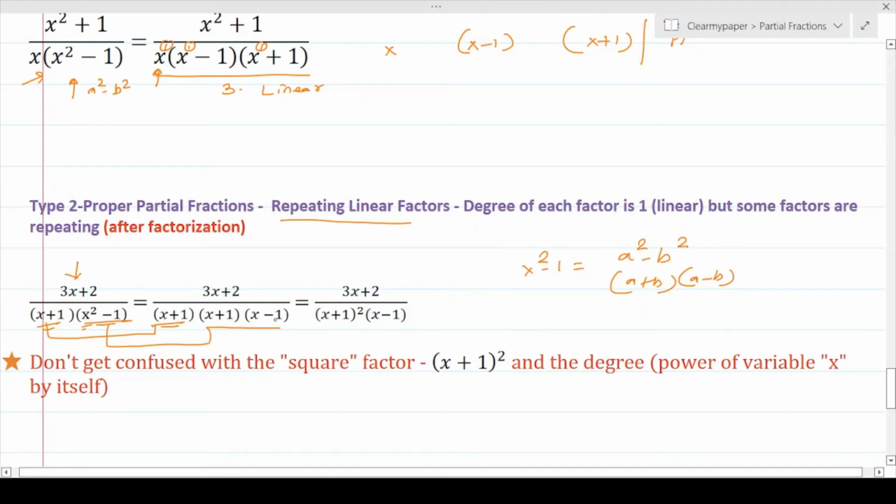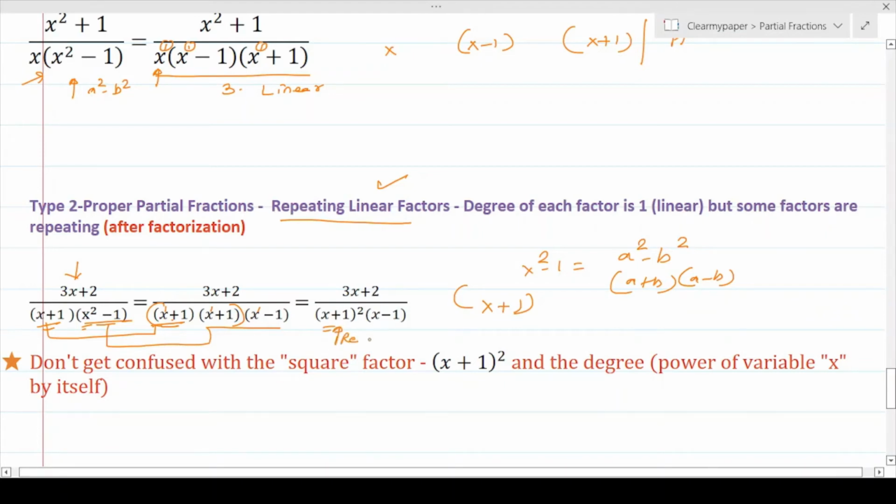Number one, all the factors are linear, meaning the power of x by itself is 1. But after factorizing the first two terms, the x plus 1 is repeating. It's repeating twice, one time and two times. So if you see here, I put it this way, this is repeating.